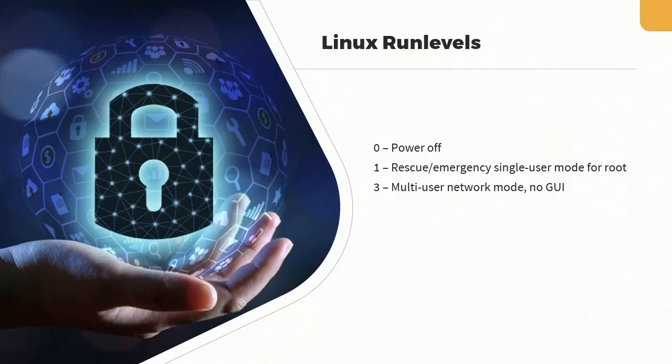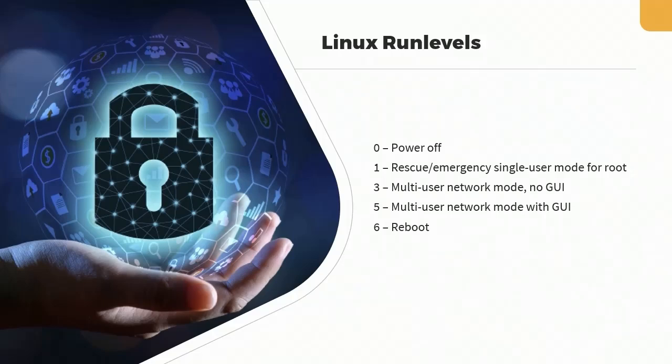Run level 3 is multi-user network mode, but with no GUI. Whereas run level 5 is multi-user network mode, which means multiple users can be signed in simultaneously, such as from different stations or different terminal sessions, but it does support a desktop GUI environment. Run level 6 is reboot.